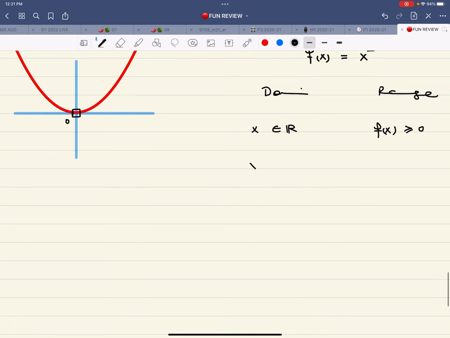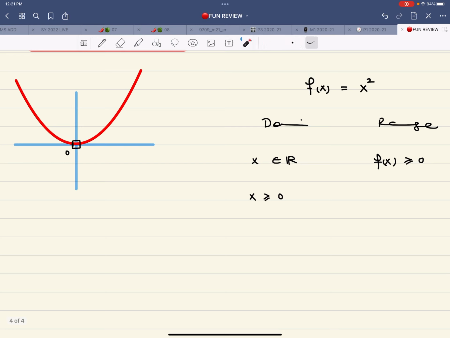If I go to the right of the turning point, x is greater than or equal to 0. You are going to the right. Y value is still rising up from 0. So therefore, f(x) is still greater than or equal to 0.